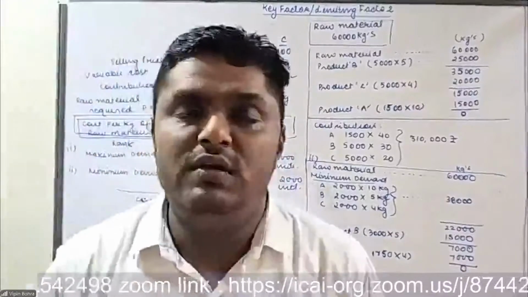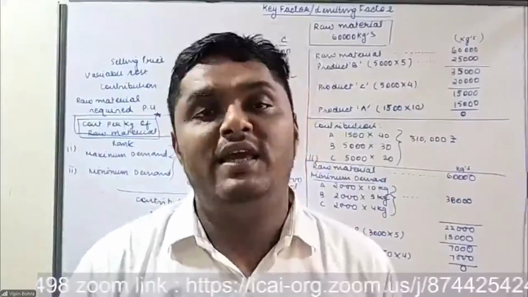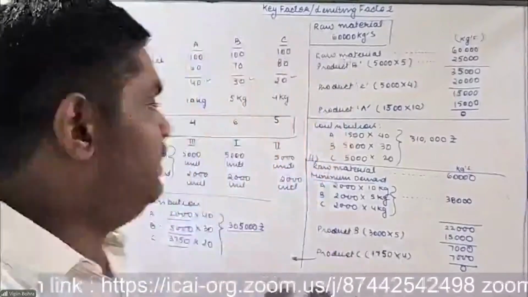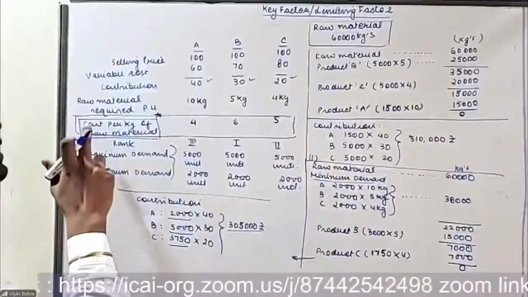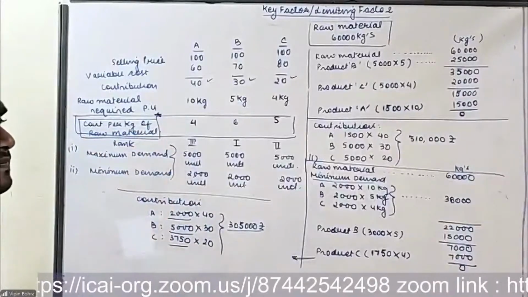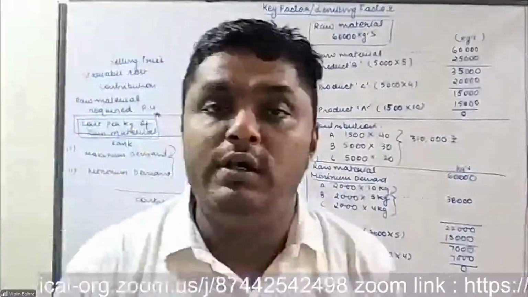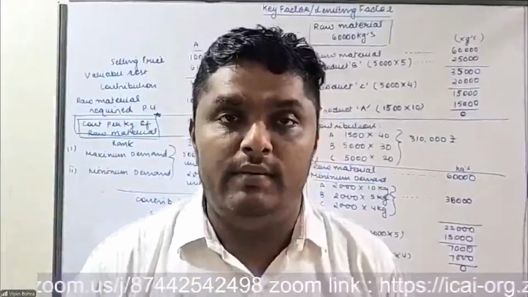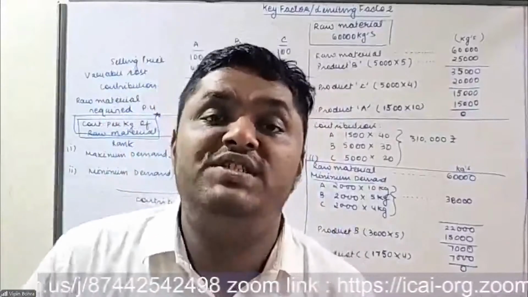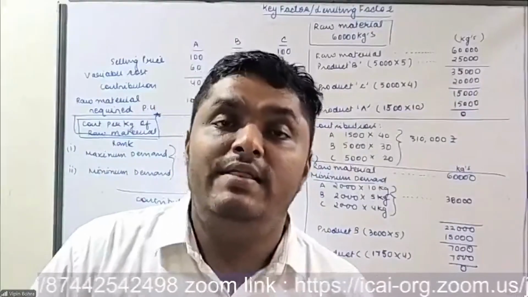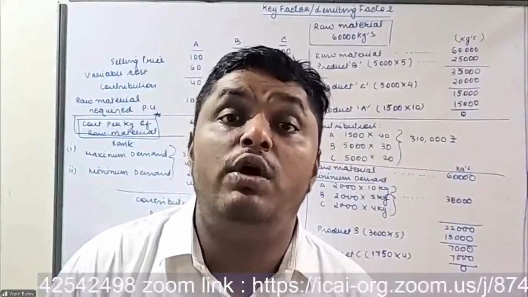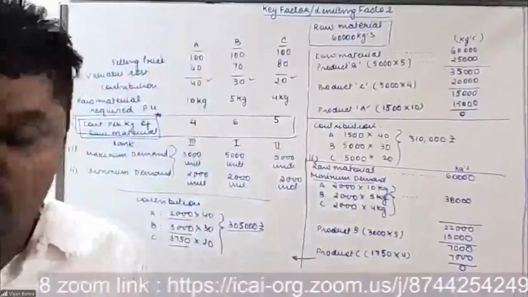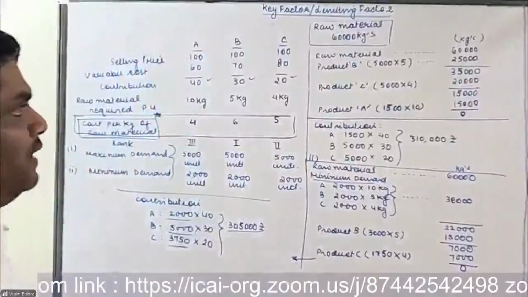But let's take a situation wherein the labor hours are my key factor. If the labor is in limited supply, now, very important point, instead of contribution per kg of raw material, my decision will be based on contribution per labor hour. Further, let's say if my machine hours are in limited availability, then my entire decision will be based on contribution per machine hour. So let's summarize what I have discussed. Let me write also the part what I have discussed.